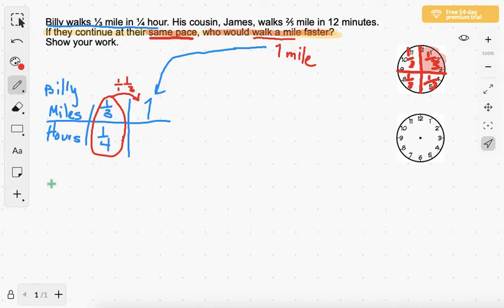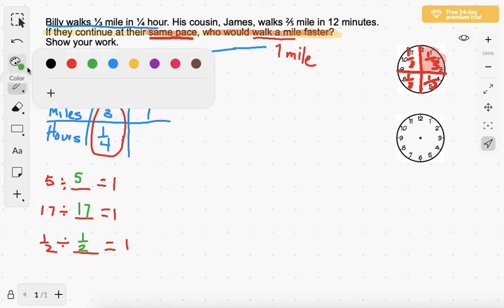You might be asking yourself why. If I have 5, what number do I divide by to get 1? If I have 17, what number do I divide by to get 1? If I have 1/2, what number would I divide by to get 1? In each one of these scenarios, you just divide by the same number. 5 divided by 5 is 1. 17 divided by 17 is 1. 1/2 divided by 1/2 is also 1. So here, 1/3 divided by 1/3 gives you 1.